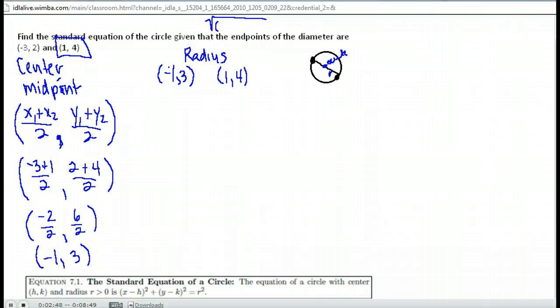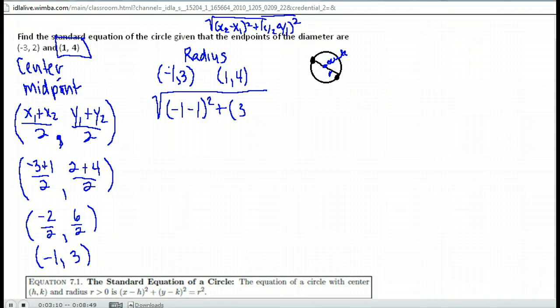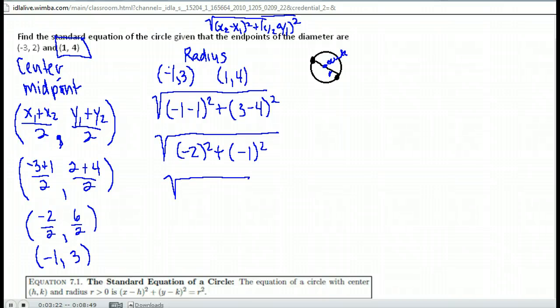So let's recall the distance between 2 points is given by x minus x squared plus y minus y squared, and we take the square root of that. So that's what we're going to do. Our x values are -1 minus 1 squared, plus, let's subtract our y values, 3 minus 4 squared. And simplify those a little. We have -2 squared plus -1 squared, or 4 plus 1. So our radius is the square root of 5.